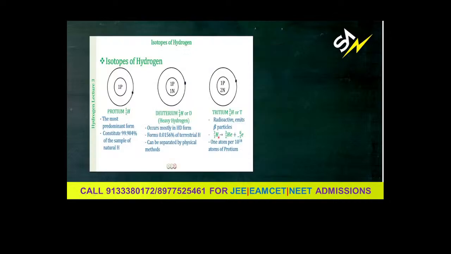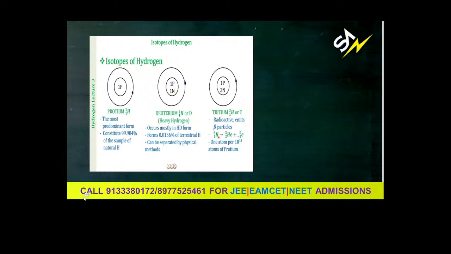After learning the position, similarities and dissimilarities of hydrogen, now we check the isotopes of hydrogen. Hydrogen has three isotopes. What is the definition of isotopes? Chemical species having the same atomic number. So the atomic number is the same, 1, 1, 1, but the mass number is different. What is the mass number of the first one? 1. The second one? 2. The third one? 3. In this way, hydrogen has 3 isotopes.